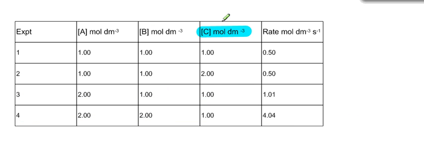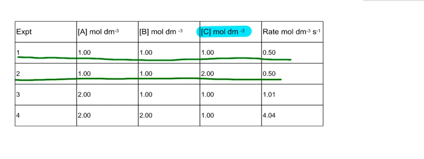Now looking at how C affects the rate of reaction, again we look at our data to find where C has doubled, which in this case is in experiments 1 and 2, which is quite nice, and we can see that B has remained constant and A has remained constant. So here we're going to be using experiments. Let's see if my pen works this time. Oh yes, look at that.